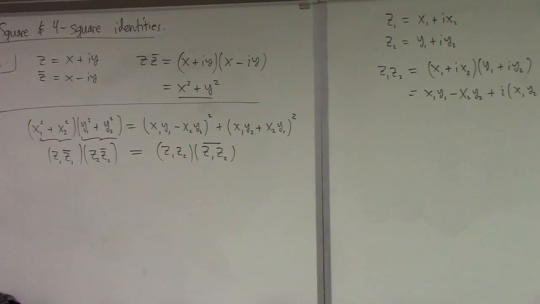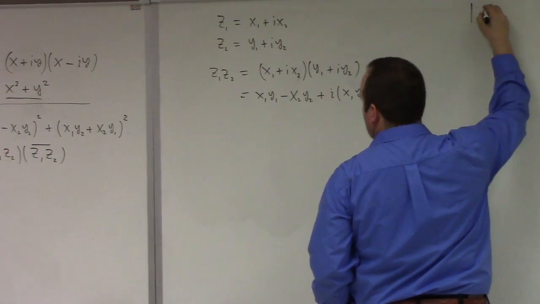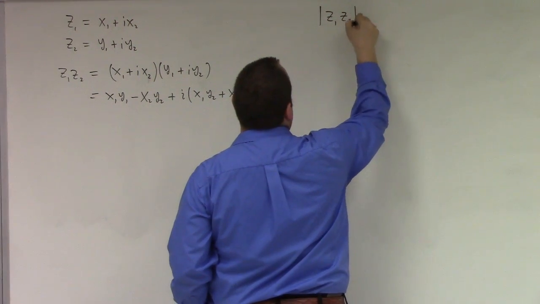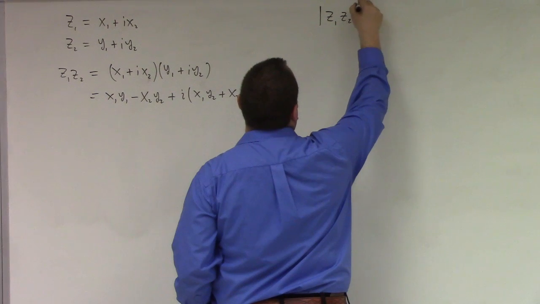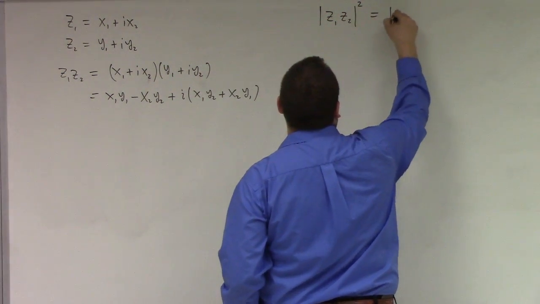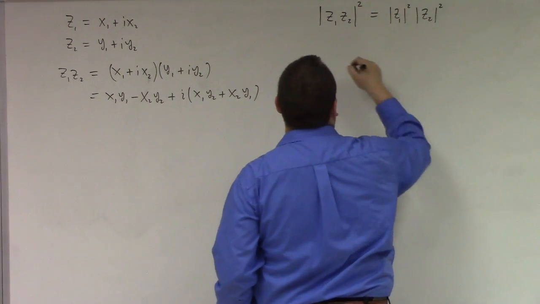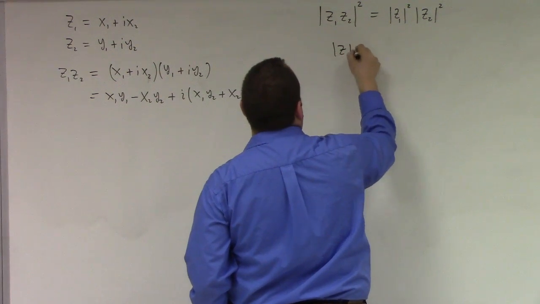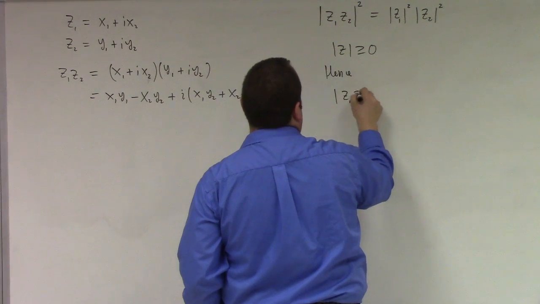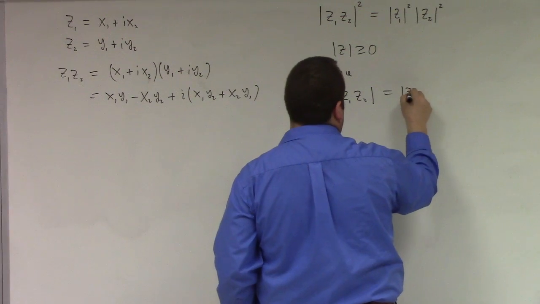In fact, what we're really looking at here is this idea that the length of the product of two complex numbers, and specifically with squares, is equal to the length of the first complex number times the length of the second complex number squared. And then, since the modulus is greater than or equal to 0, the modulus of the product Z1 Z2 is the product of the moduli.